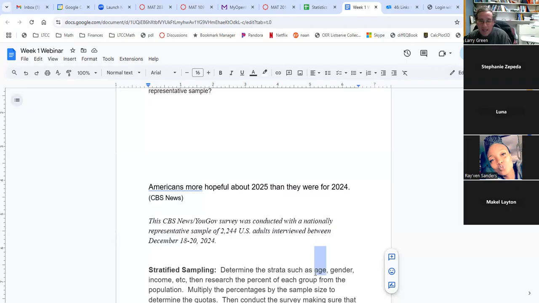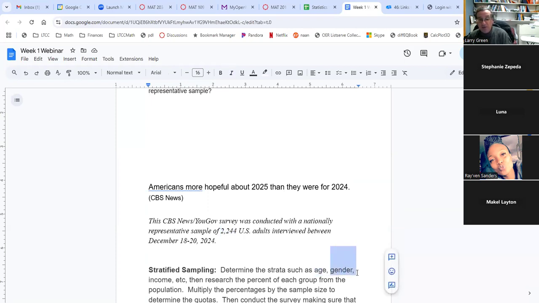And if you don't remember the math, the way you find the number of people you need to survey is you take the sample size you want. So if we wanted a sample size of 2,244 US adults, and I'm making this up because I don't know, let's suppose that 20% of them were Gen Zs, then you would multiply 2,244 times 0.2, and that would be the number of Gen Z people you would survey. Any questions on that idea? Okay, so age would be one of the strata that you might want to do.